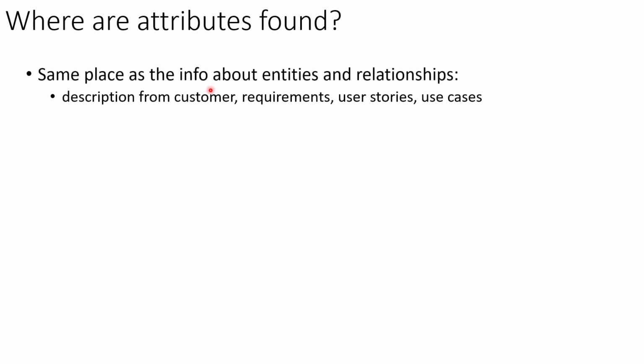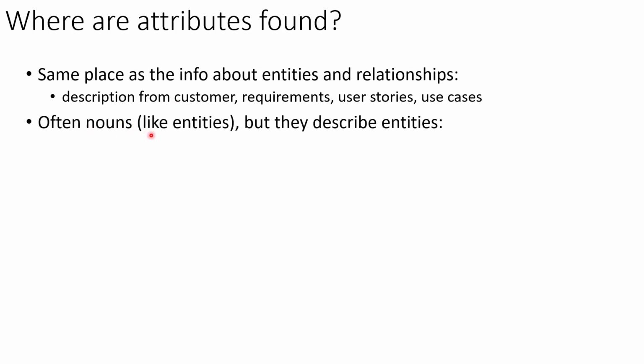Okay, where do they come from? Similar to the entities and the relationships, this is also where we find the attributes: the description from the customer, the requirements, user stories, and use case descriptions. This is where you find it. Or if you're missing something, or something is unclear, you would go to the customer and ask for clarification or elaboration. They are often nouns, like entities, but instead they describe the entities, so that may make them adverbs or adjectives.